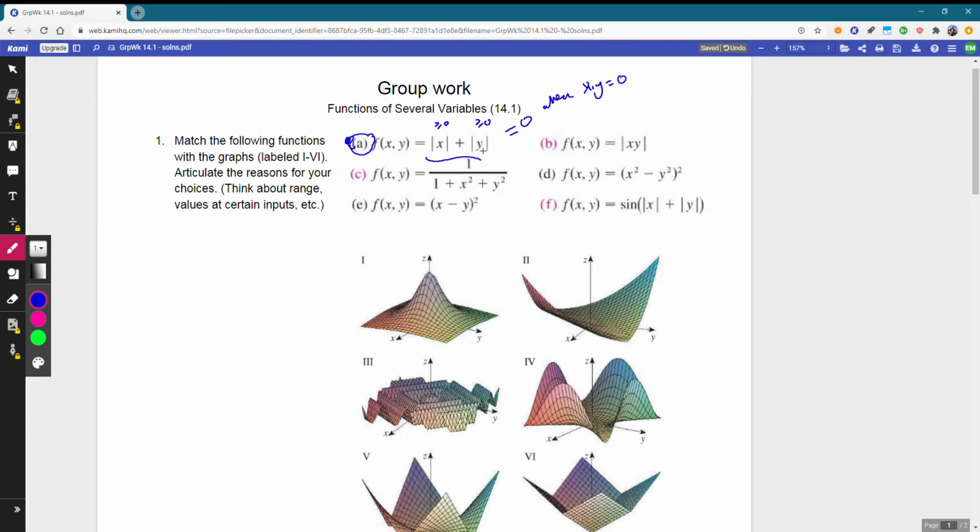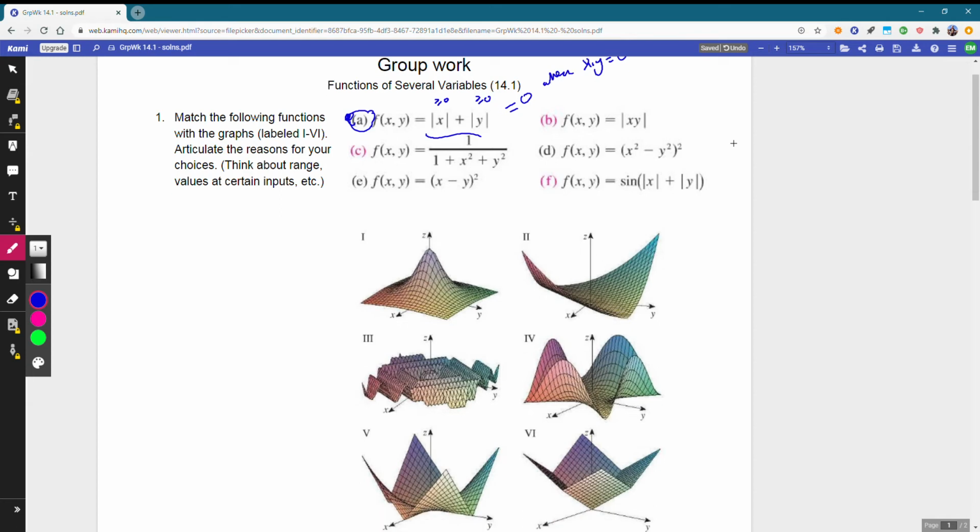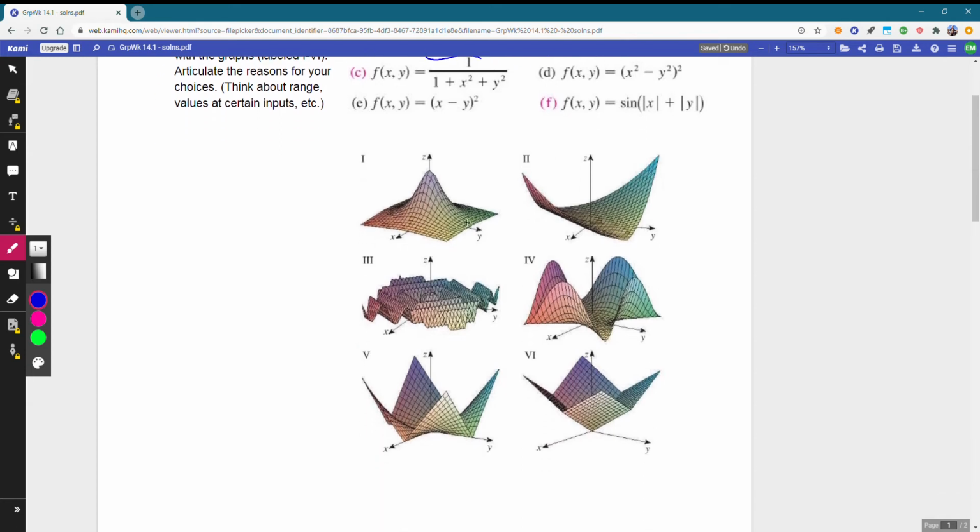So this thing's only 0 at the origin, and so looking down at our graphs, this is not 0 at the origin. Looks like this maybe has a line where it's 0, 0 a whole bunch, some lines where it's 0, 0 along the axes. Looks like 6 is our winner for A.